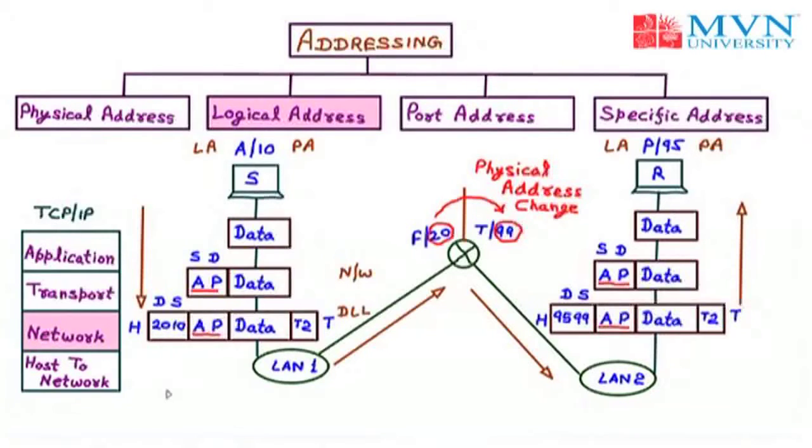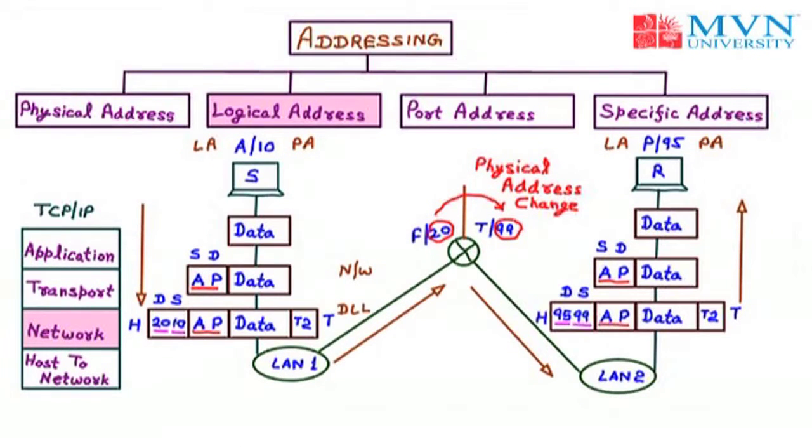Now you can see that in the frame which was sent to LAN 1, the destination address and the source address of the physical address were 20 and 10. But when we send the frame from LAN 2 to the receiver, after it comes from LAN 1 to LAN 2 with the help of the router, the physical address changes. That is now 95 and 99. So the physical address will never remain the same, but the logical address is unique, follows the universal standard and will always remain the same. So that is all about the logical address.